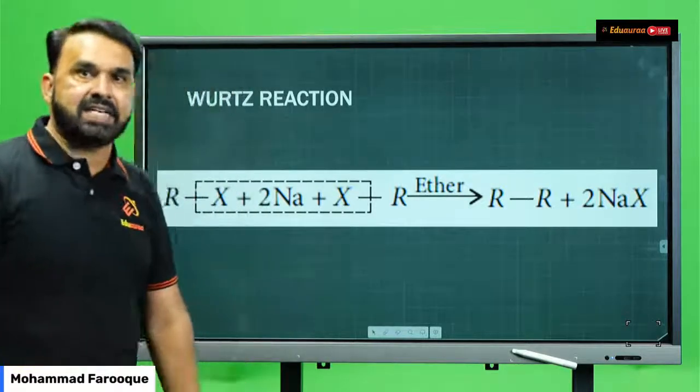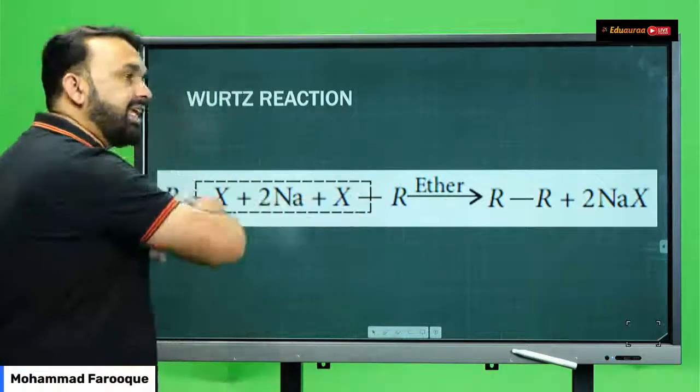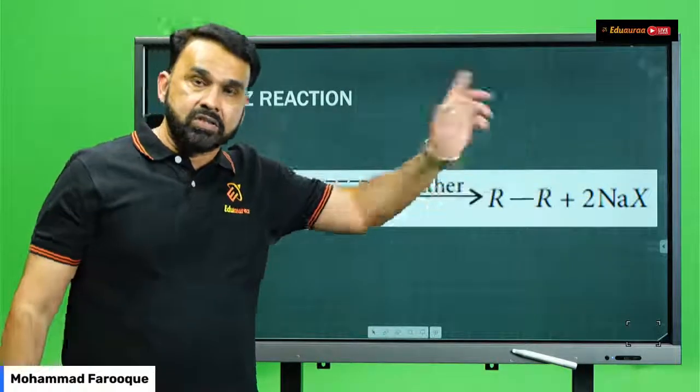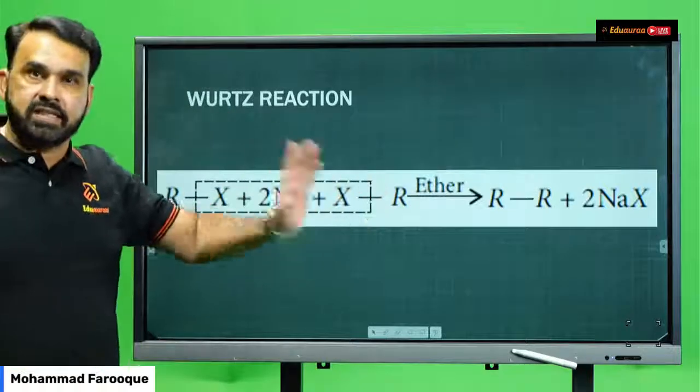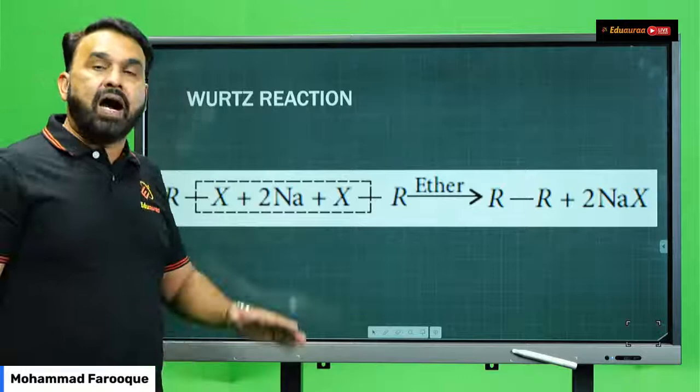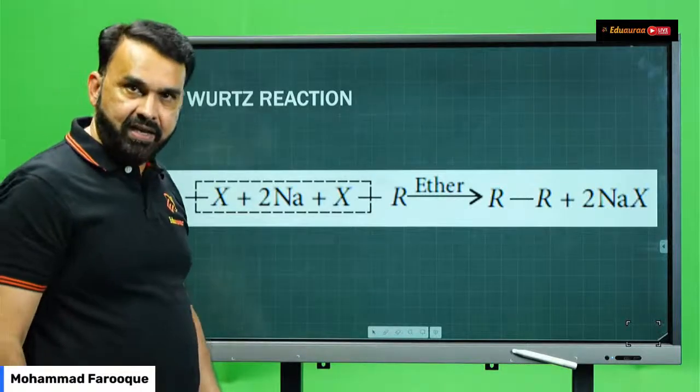You have studied this in 11th standard, students. When you take a mixture of alkyl halides, you'll get a mixture of alkanes. So this is your Wurtz reaction or Wurtz synthesis, when you take two molecules of the same alkyl halide to give you higher alkanes. Fine.